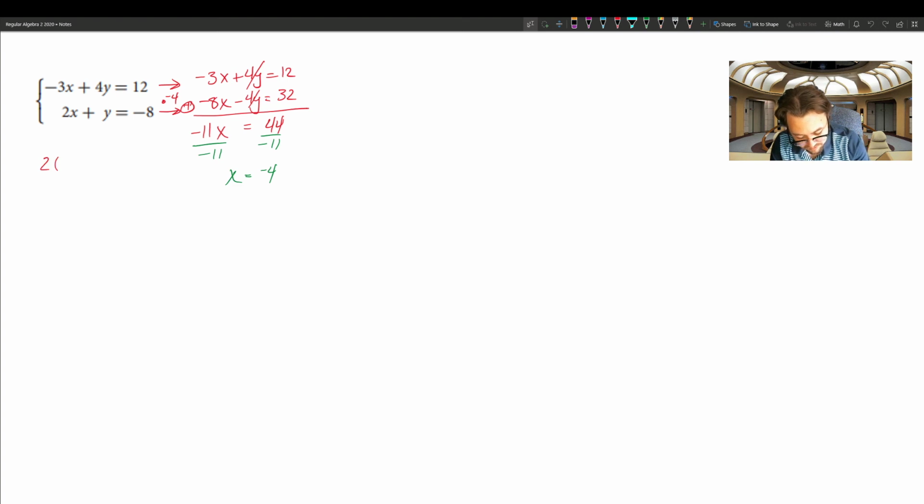2 times, and our x was negative 4. Oops. Keep with my color convention. Plus y equals negative 8. Okay, 2 times negative 4 will be negative 8, plus y equals negative 8. I'm going to add 8 to both sides. And it looks to me like y equals 0. So here we go. As a coordinate, x comma y, our solution is negative 4 comma 0.